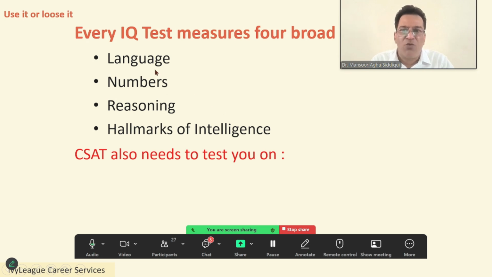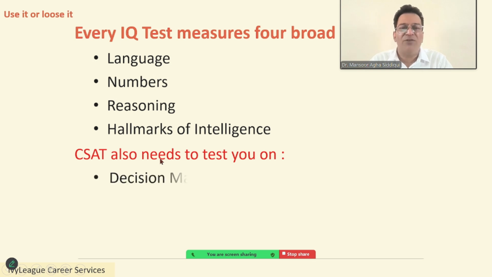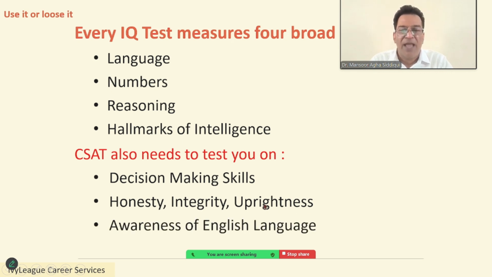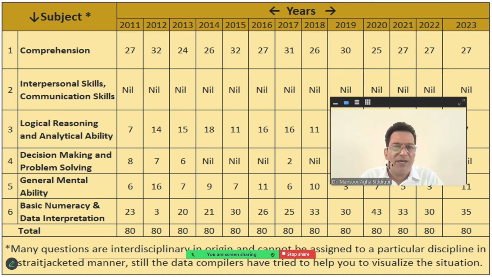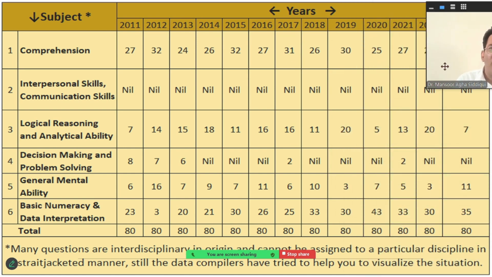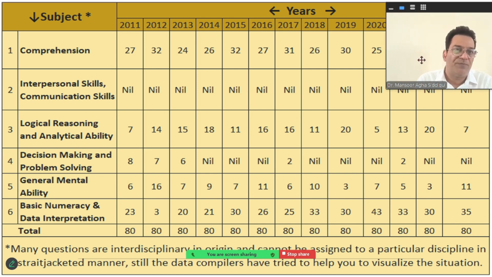Apart from checking you on numbers, language, reasoning, hallmarks of intelligence, CSAT also needs to test you upon your decision making skills, your honesty, integrity, uprightness, so they are decision making questions, and your awareness of the English language. Unless and until you are good at this part, you will not be able to handle the CSAT as an examination. So if I look at the structure of the examination in the last few years, then you can see that there are consistently 27 to 32 questions which will definitely come in case of comprehension.